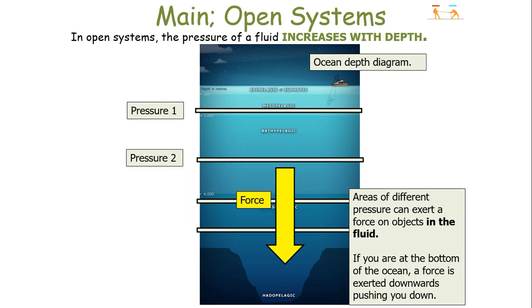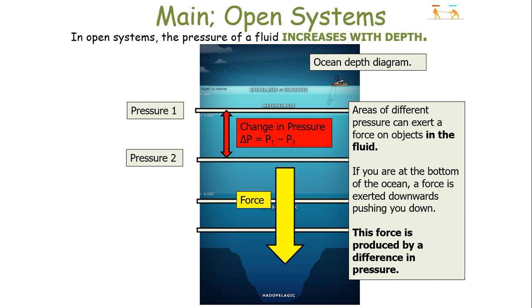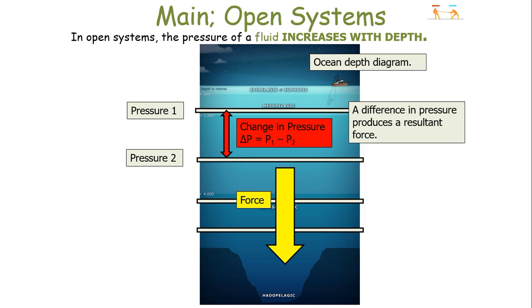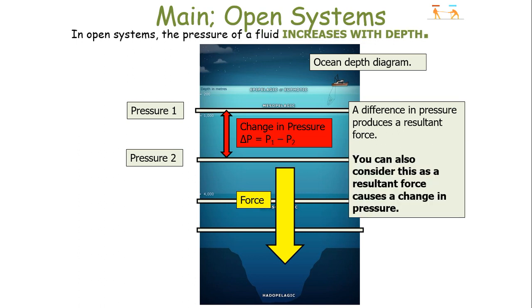It's important to note that areas of different pressures can exert a force on objects in the fluid. If you're at the bottom of the ocean, a force is exerted downwards, pushing you down. This links into something we talked about earlier: if you have a difference in pressure, a force is produced, or you can say a difference in pressure produces a resultant force, or you can also consider it by saying a resultant force causes a change in pressure.